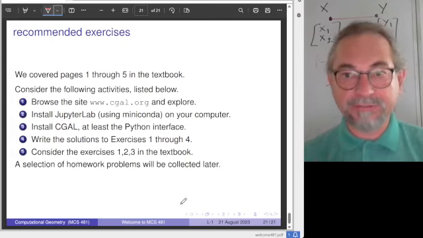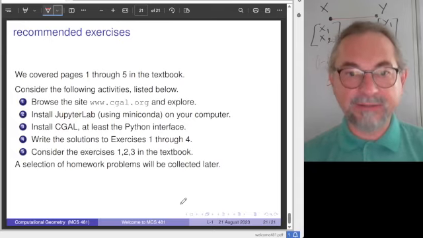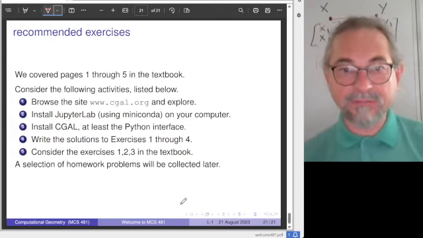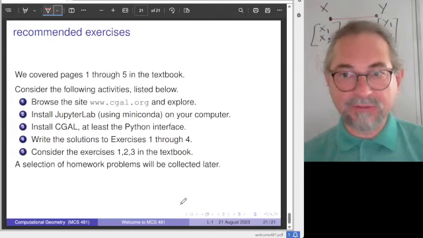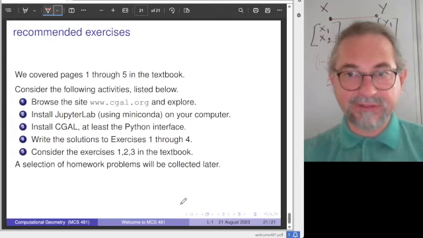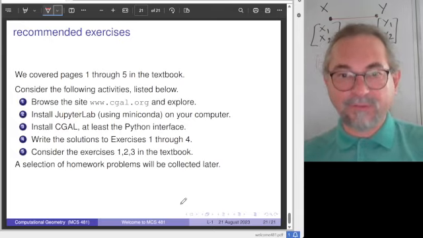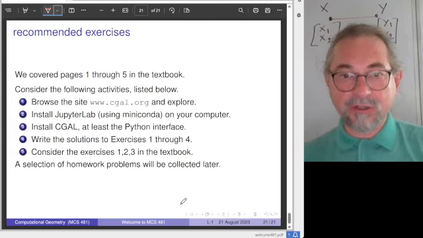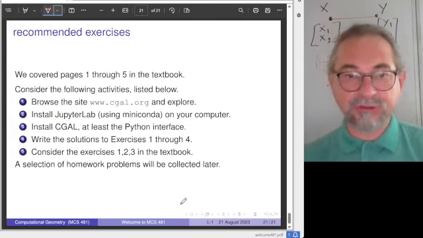Install the Python interface. I'm assuming familiarity with the Python language. Think about the solutions to the exercises. I have given hints on how to deal with them. Try to write them down. So this is a first step. And the exercises might be a little bit expansive sometimes, but I'm looking for some major ideas. So consider also the exercises in the textbook, and I will announce which homework problems will be collected for grading.